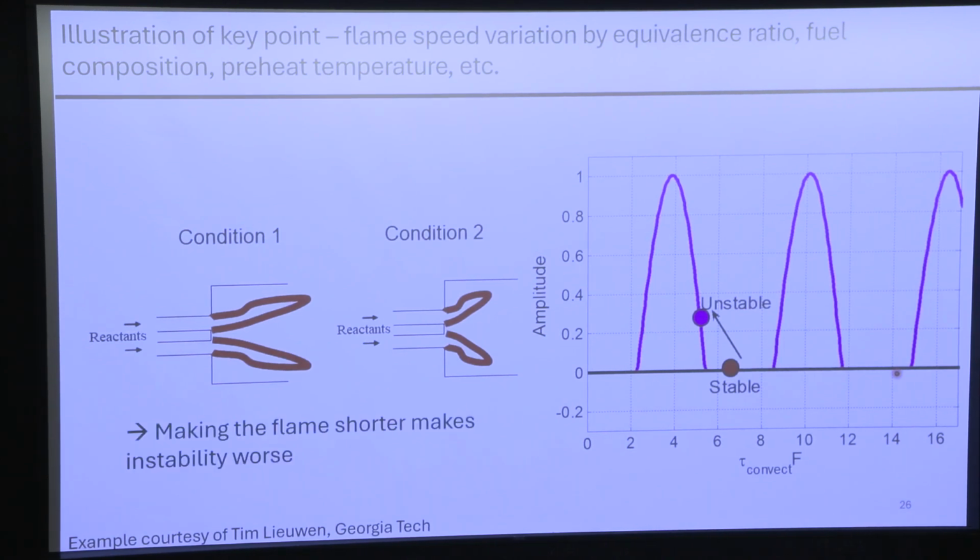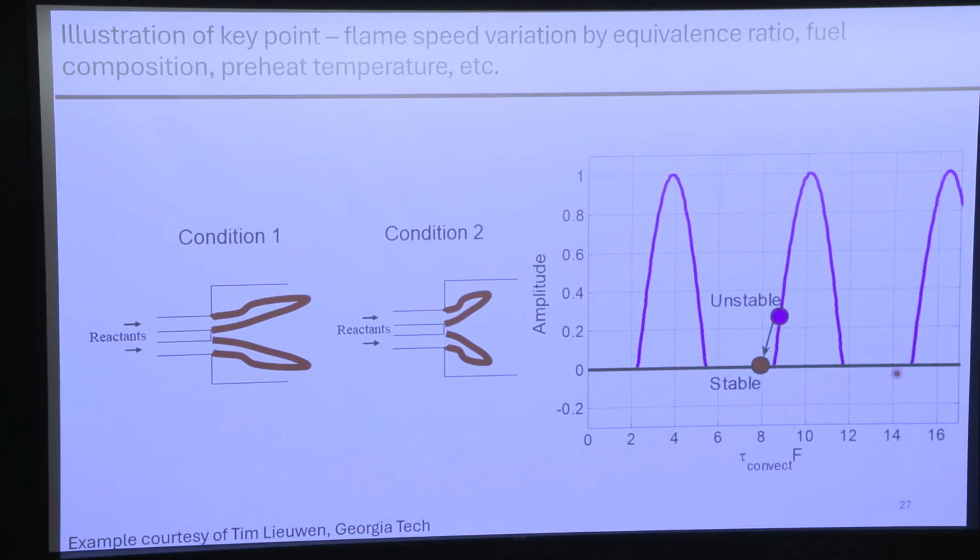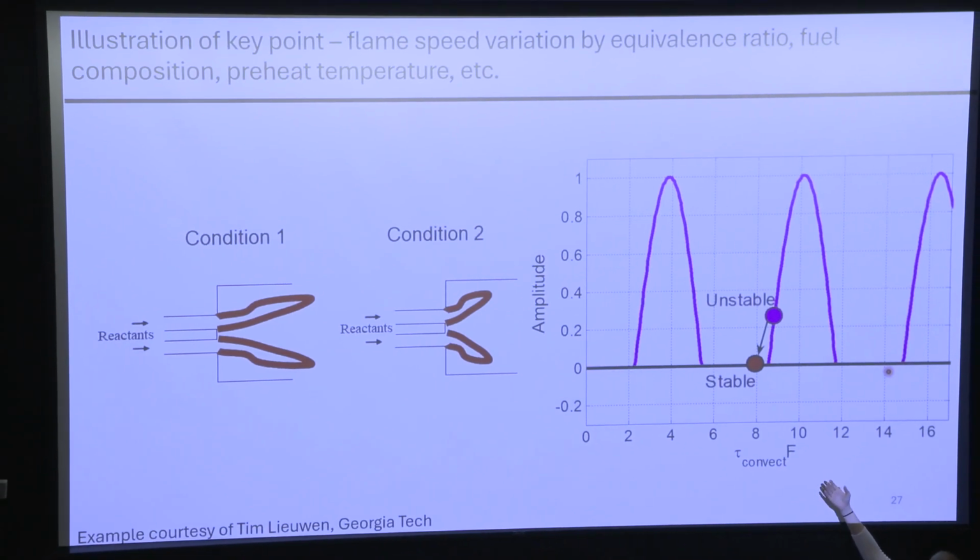But you could play this game again. There we go. Where, let's say, the longer flame was unstable, and the shorter flame, as you move that phase back, actually makes it stable. And so the answer to every instability prediction question is, it depends.